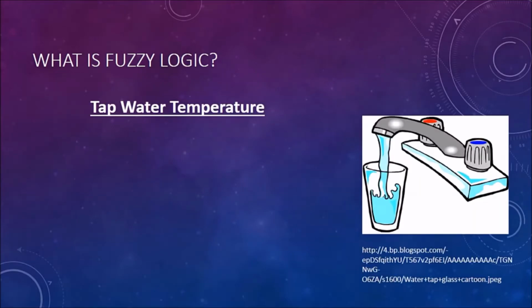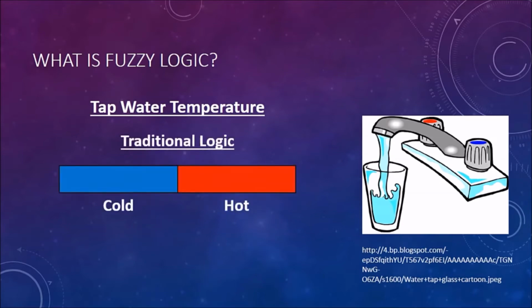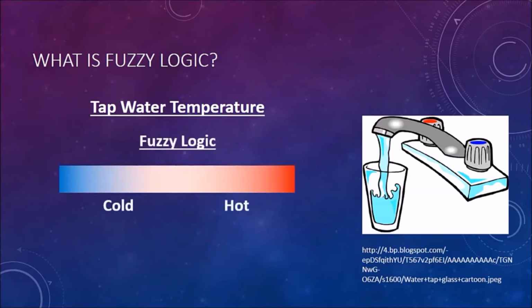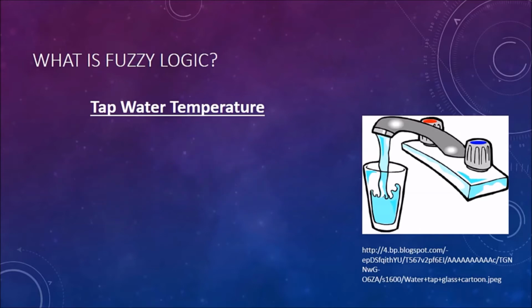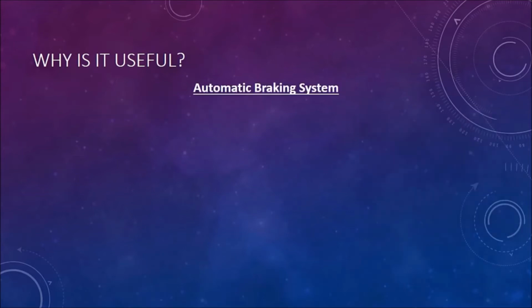So let's use tap water temperature as an example. In traditional logic, you would have this represented by either being hot or cold, representing 0 or 1 respectively. With fuzzy logic, you could have a gradient from hot to cold. So you could have something that is lukewarm, very hot, slightly cold, etc., instead of just hot or cold. So why is it useful?